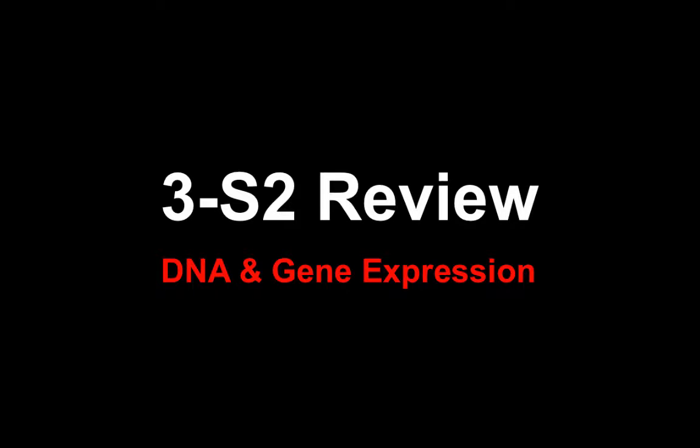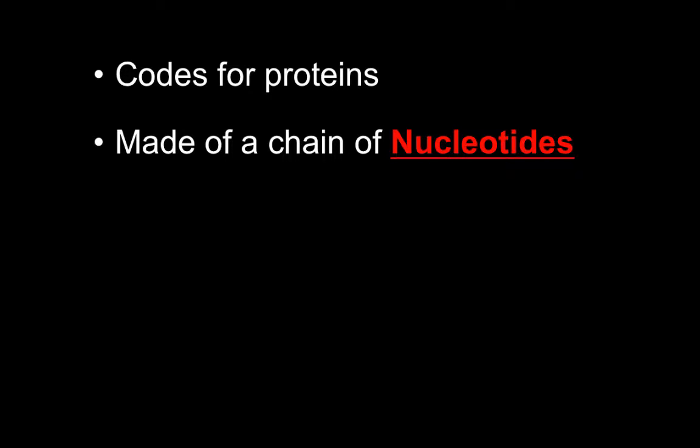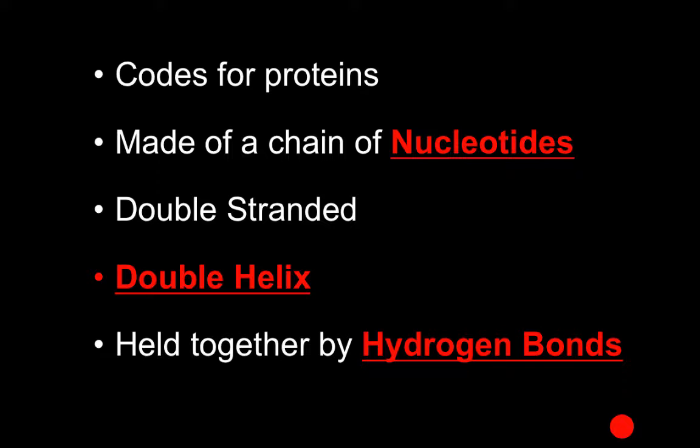In this review, we're going to look at DNA and gene expression. So remember, DNA codes for proteins. It's made of a chain of nucleotides. It's double-stranded, forms a double helix, and the two strands are held together by hydrogen bonds.